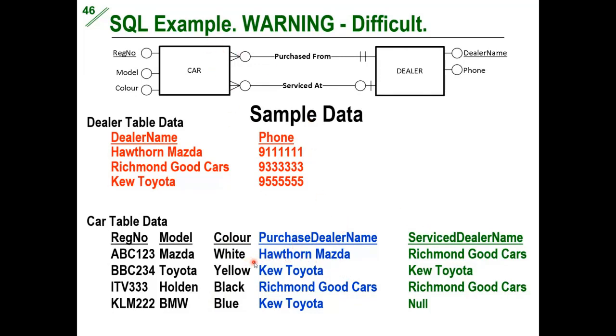You can see the first vehicle, the Mazda white car, we bought it from the Hawthorne Mazda, but it's serviced by someone else, Richmond Good Cars. The second one, I bought it from Q Toyota and it is serviced by the same dealer, so no problem. The third one was bought from the Richmond Good Cars, and the same dealer is servicing. But the fourth one, the last one, I bought it from the Q Toyota, but nobody else is servicing. I am servicing it by myself, that's why I have null. Can I have null values for the service dealer? Yes, I can have null values here, so that is why I have null values there.